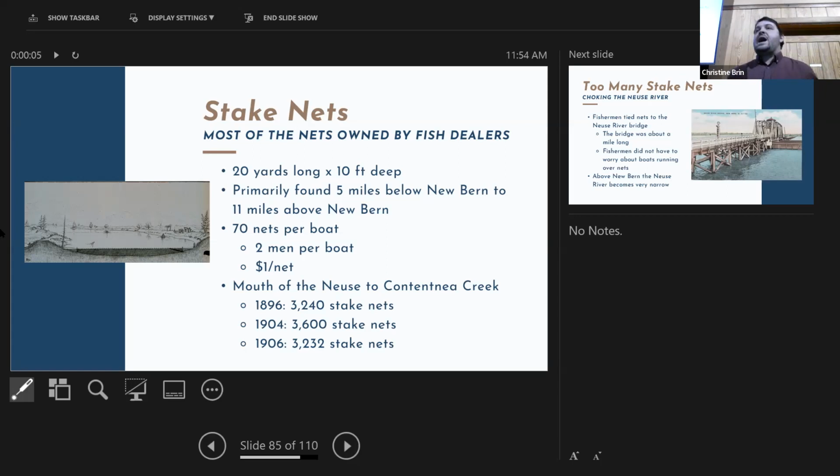And the vast majority of them were being used below New Bern in the wider sections of the Neuse River, although they were being used to an extent above. And about 72 men could fish about 70 stake nets from one boat. So that's a lot. And as you can see, around the turn of the century, there were a ton of stake nets being fished between the mouth of the Neuse River and the area past Kinston up to Contentnea Creek.